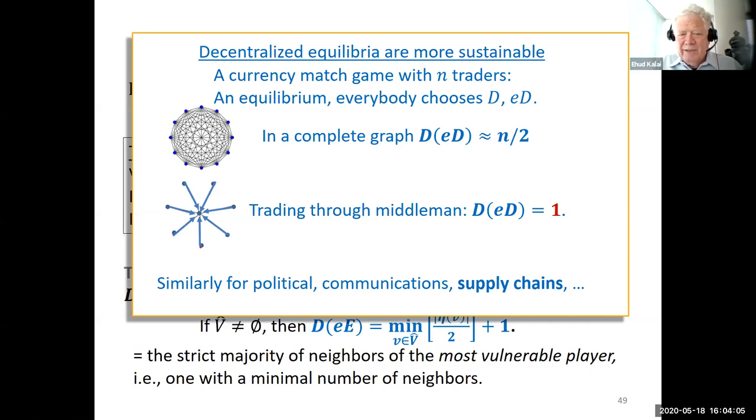We already talked about a dictator versus a free system. Communication systems typically do not want to go through one central player. It's better if they are spread over. The coronavirus now in the US has led to a huge discussion of supply chains, that you don't want your supply chain to depend on a small number of players, especially players that you don't have any influence on. And supply chains will be much better in a free system where everybody can supply to everybody than when you depend on one supplier.